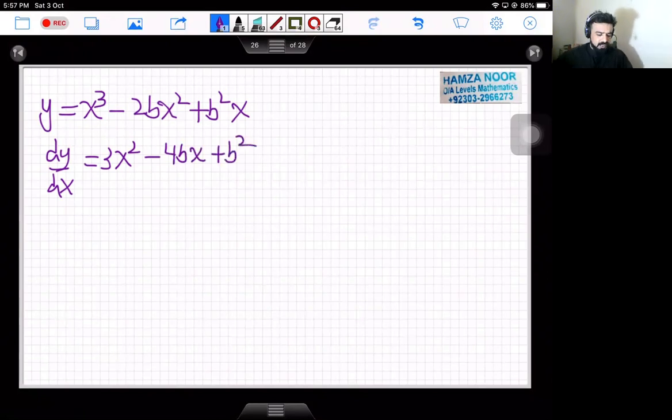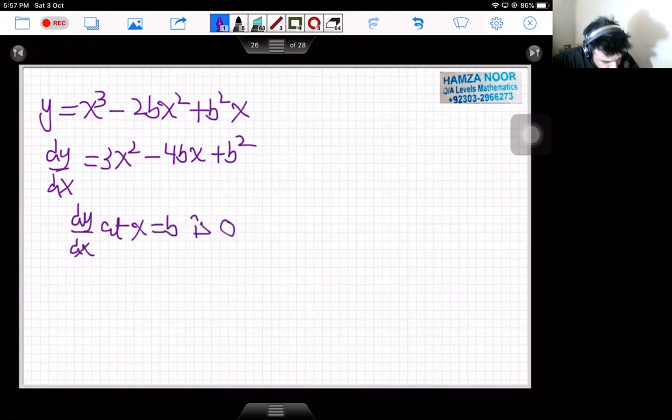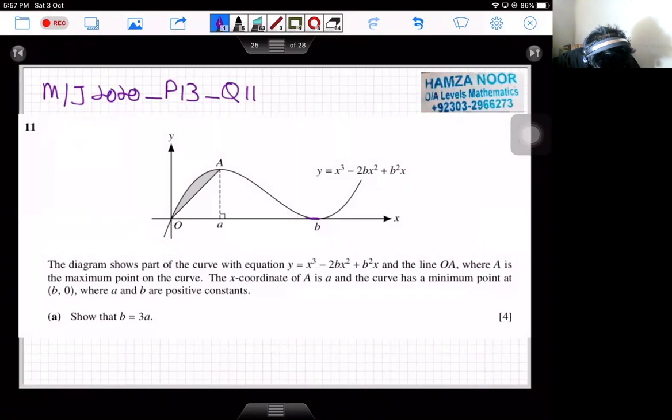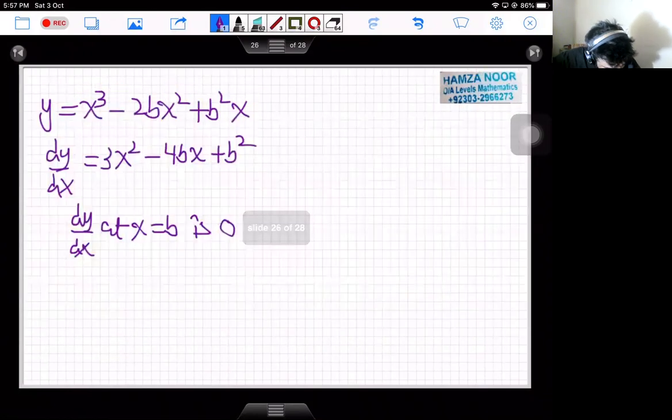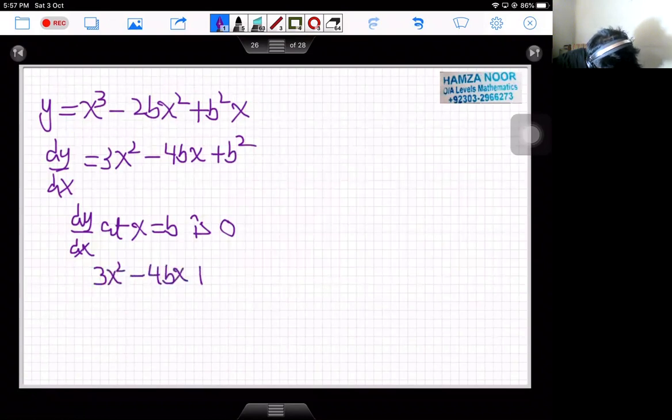All right, and since dy over dx at both of the points, minimum and maximum, is equal to 0, dy over dx at x is equal to b is 0. First we are solving this one at x is equal to b. So 3x squared minus 4bx plus b squared. b is basically unknown, so we can see that this is a quadratic function. Since the original graph was a cubic function, the derivative function is basically a quadratic function.